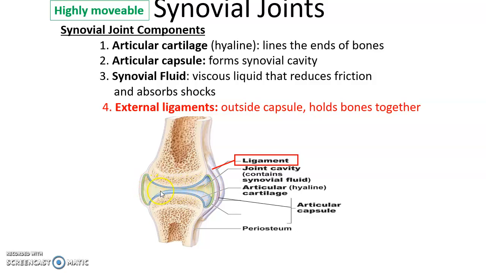And then within the synovial cavity is the synovial fluid. Synovial fluid is a very thick, viscous fluid that reduces friction, absorbs shocks, and tries to make those movements as smooth as possible. And then all synovial joints have to have some external ligaments attaching the bones to each other.